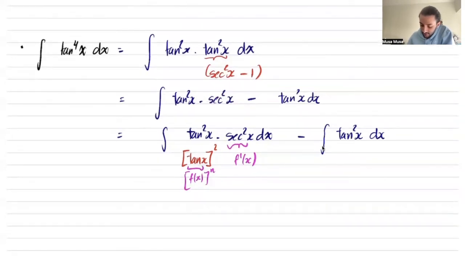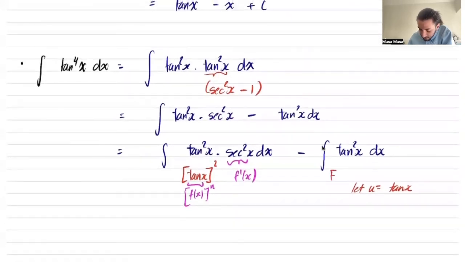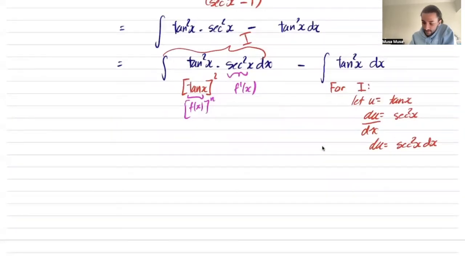So by letting u equal to tan x, for that first integral, not for the second one. Let u equal tan x, du on dx equals sec squared x, and that means du equals sec squared x dx. Perfect. So now this integral becomes the integral of u squared du minus, and then we just do this one.